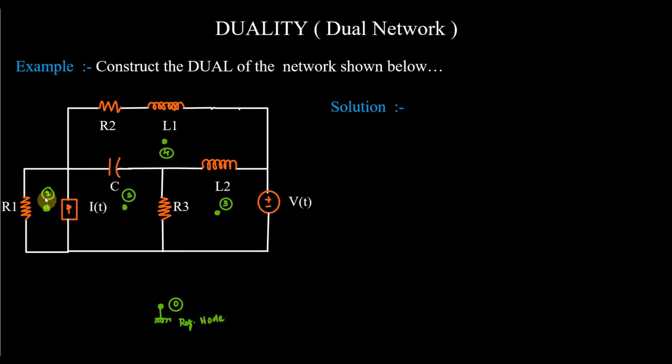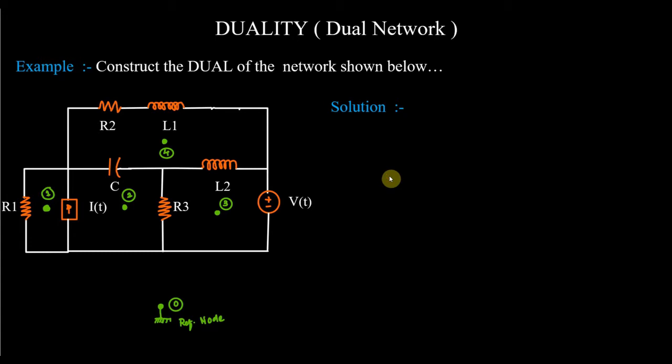You can see that 1 and 0 will make one pair, 2 and 0 will make the second pair, 3 and 0 will make the third pair, and 4 and 0 will make the fourth node pair. So there are 4 meshes and we have 4 node pairs. Now our aim is to draw the dual of this network. So I will draw on this side. I first put all the nodes here.